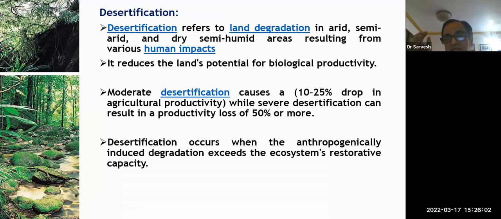Now, desertification is another phenomenon that is impacting badly. In moderate desertification, 20 to 25% of the biological productivity of the land is lost, while in severe desertification, the loss could be around 50% or more. Again, it is a matter of concern that anthropogenic factors are the major reason behind all this desertification and deforestation.